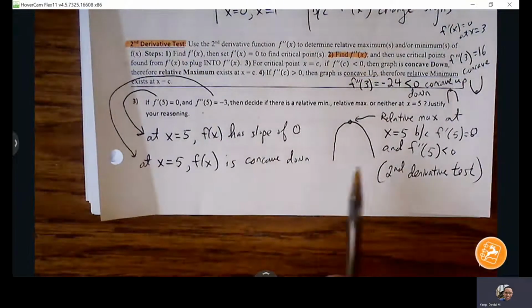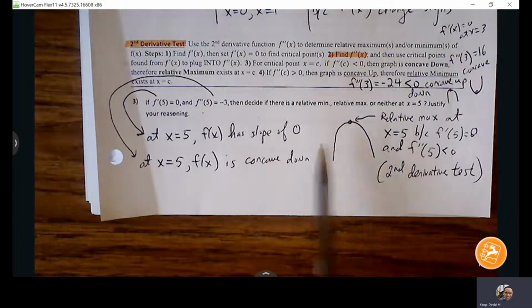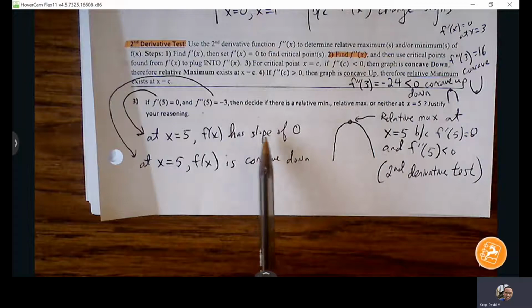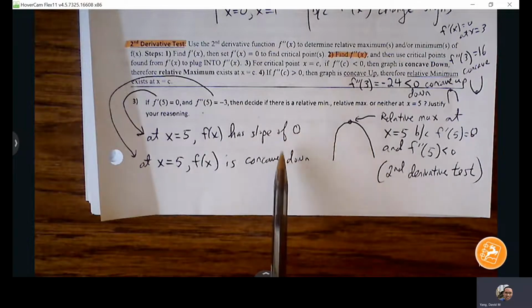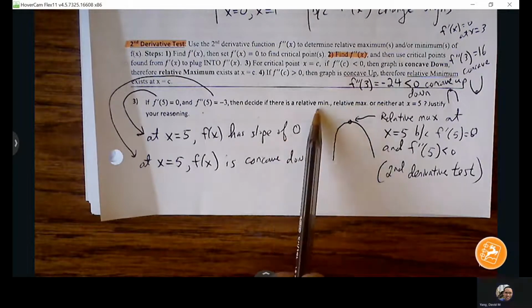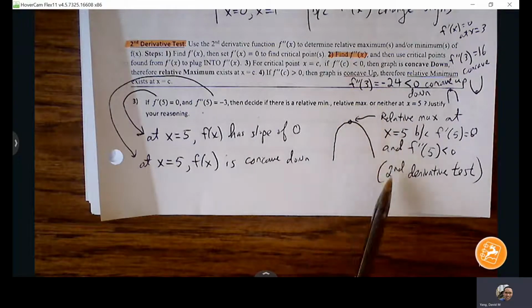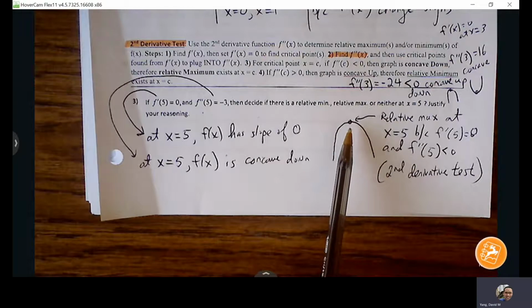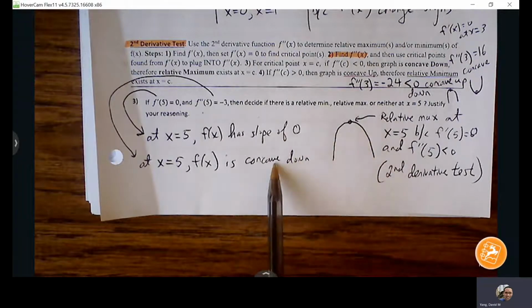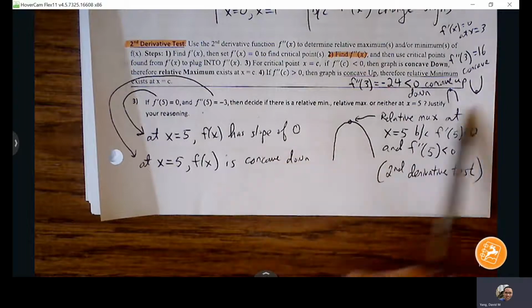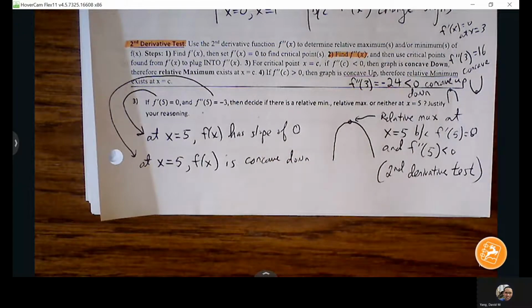So that's the second derivative test, basically. You use the fact that you know there's slope 0 and concave down, or slope 0 and concave up, and if you pair the two pieces of information together, you can conclude one of two options. It's either slope 0 and concave down, which is a relative max, or slope 0 and concave up, which would be a relative min.